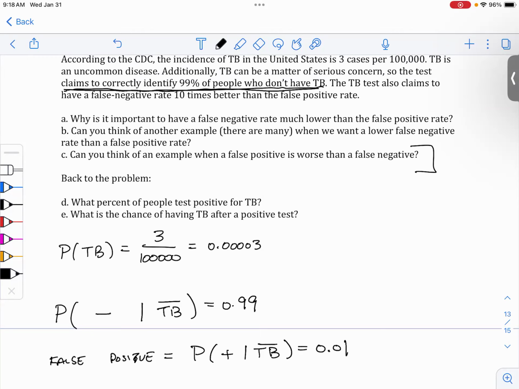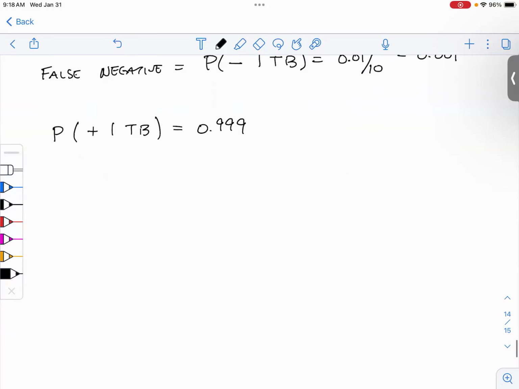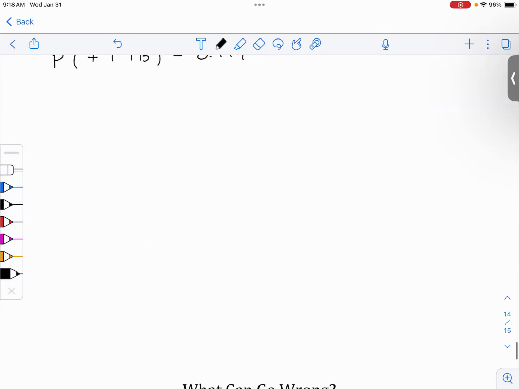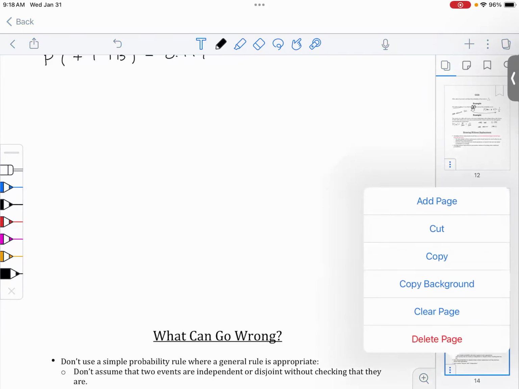And how they always claim tests correctly identify 99% of people who don't have TB, all right? So always write out that conditional: given you don't have TB or whatever, chance of positive. Well, now we have all the information. Now we can actually make a tree diagram.